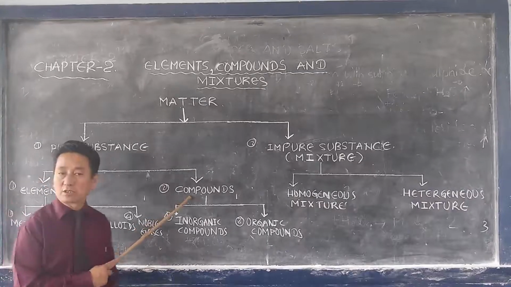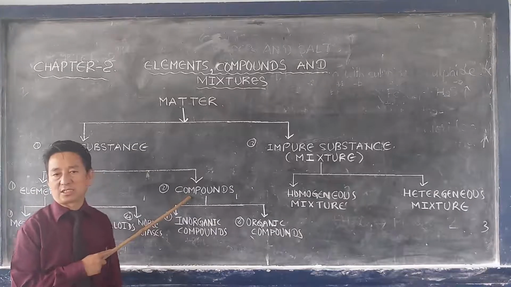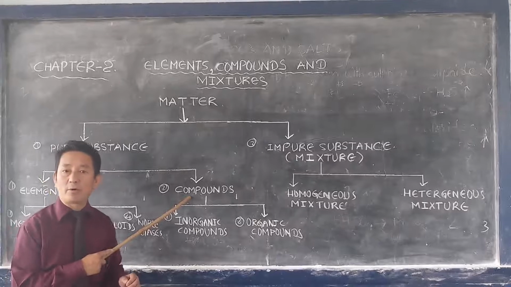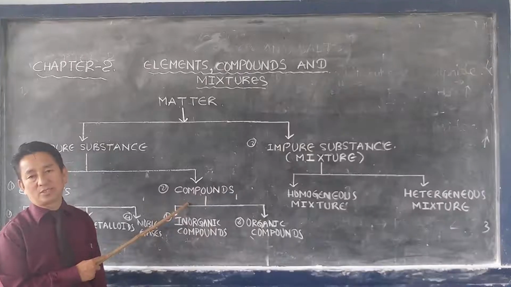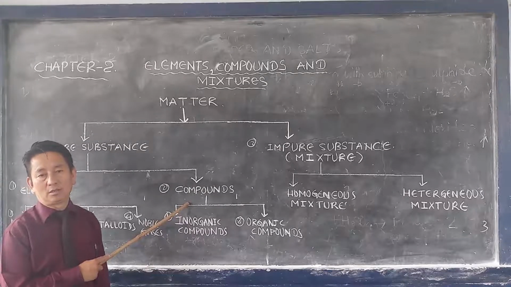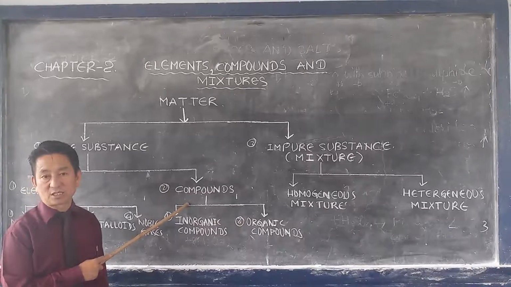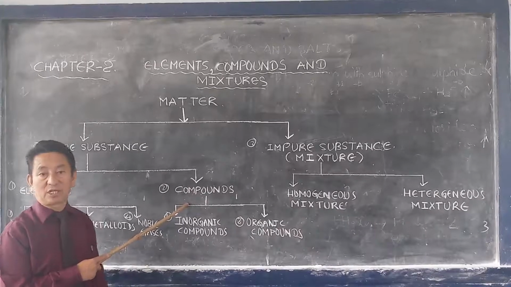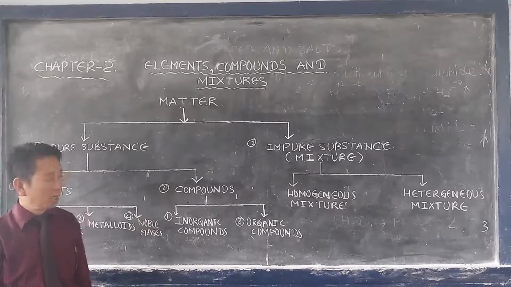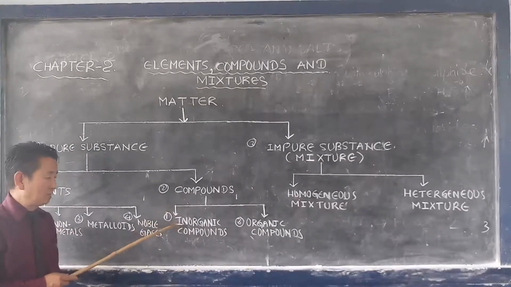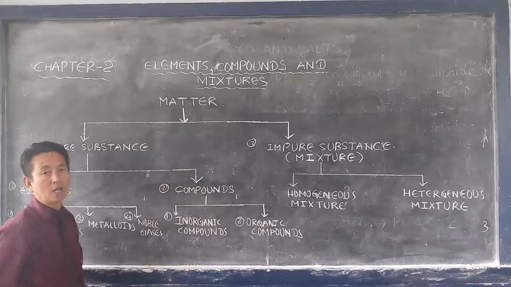Now compounds. Compounds are also pure substances, but are made up of atoms of two or more different kinds of elements. Further, they cannot be broken down into simpler substances by any physical means, but they can be separated only by chemical means. Compounds can further be classified as inorganic compounds and organic compounds.